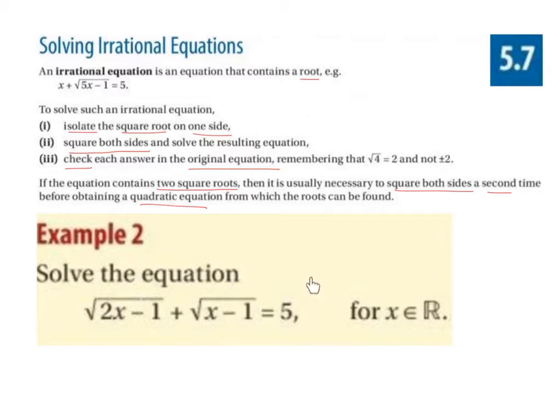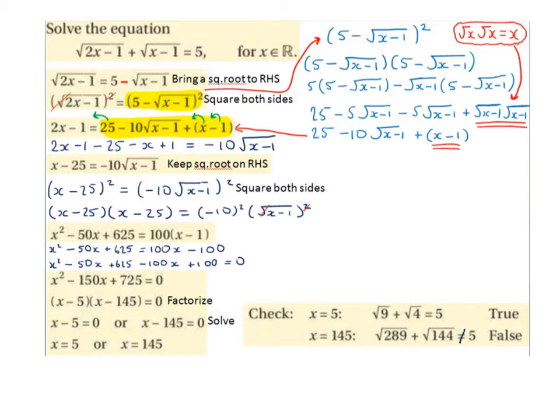So here's an example. Solve the equation root 2x minus 1 plus root x minus 1 is equal to 5 for x values that are an element of the real number set. So we're going to start off by bringing a square root to the right hand side. So this stands for square root and RHS stands for right hand side.